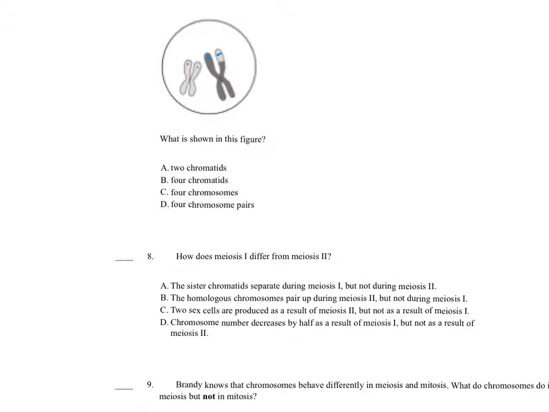So the answer is correct that you have 4 chromatids, B. Not 2 chromatids, because we just said we're showing 4, so that can't be true. 4 chromosomes, that's not correct. You're only seeing 2 chromosomes here. 4 chromosome pairs, obviously you're not seeing 4 chromosome pairs at all here.